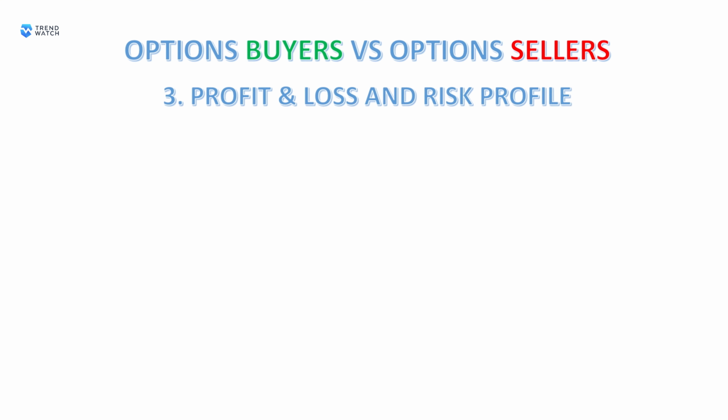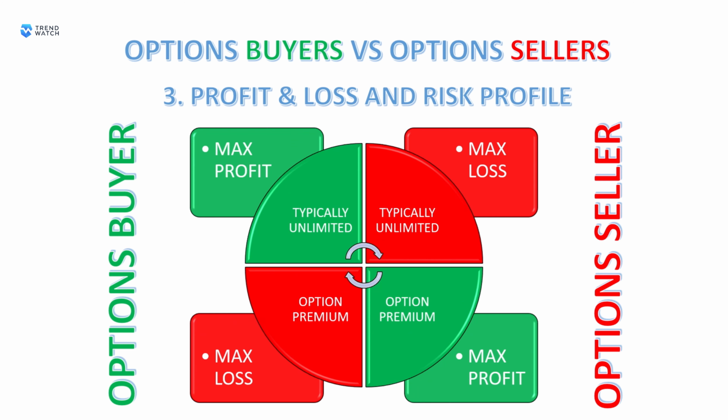3. Profit and loss and risk profile. By now you understand that options trading is a zero-sum game. When one party profits, the other incurs a loss. The profit and loss profiles for options buyers and sellers are entirely opposite. For options buyers, the maximum potential gain is typically unlimited, while the maximum loss is limited to the premium paid for the options. In contrast, options sellers face a completely different risk profile. Their maximum gain is limited to the options premium, but their potential loss is unlimited. In summary, the gains made by buyers are equal to the losses experienced by sellers.